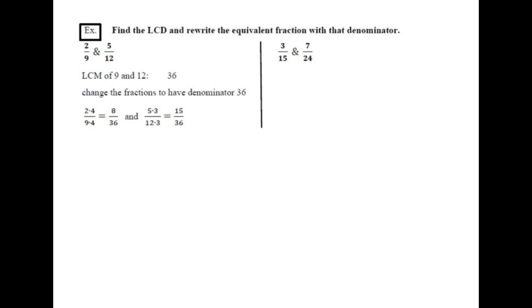Now we get to find the least common denominator and rewrite equivalent fractions with that denominator. They have one here that you can look at. And of course, ours is harder. Okay, so I'm going to put the 15 over here, break it down, the 24 over here, and break it down. And what do they have in common?